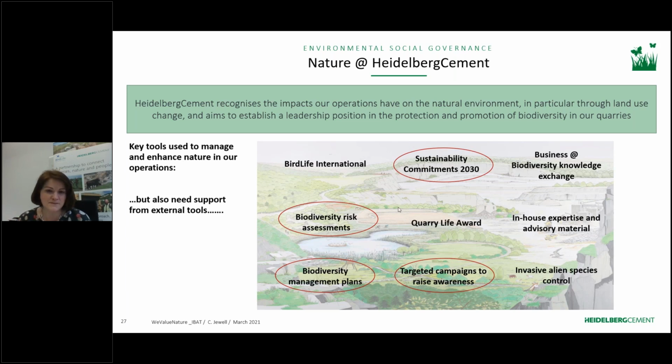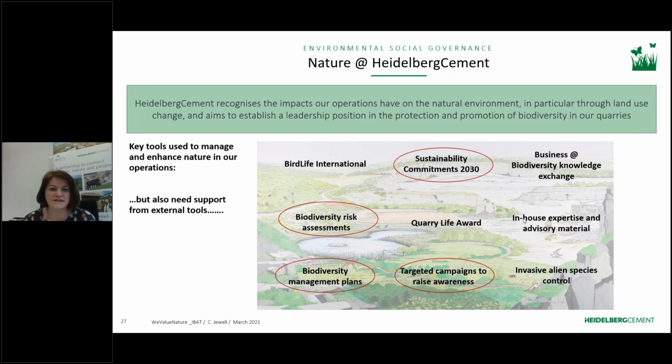We have in-house expertise in advisory material, so we support our operations in understanding their biodiversity on the site. We do a lot on invasive alien species control. We're very aware that the bare habitats that we create through our extraction process can be a paradise for invasive alien species, particularly plants. So we have a process in place to make sure that we understand the species that can colonize and how to manage and control these species.